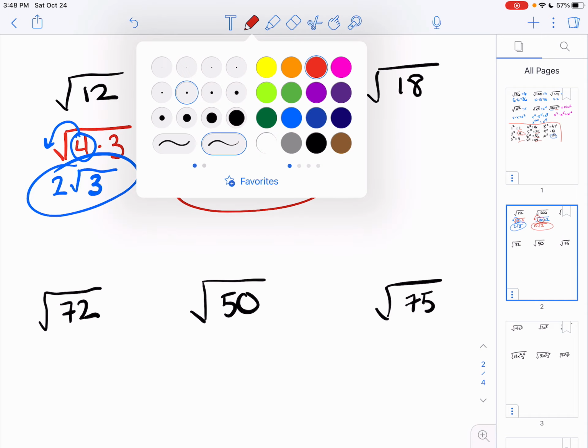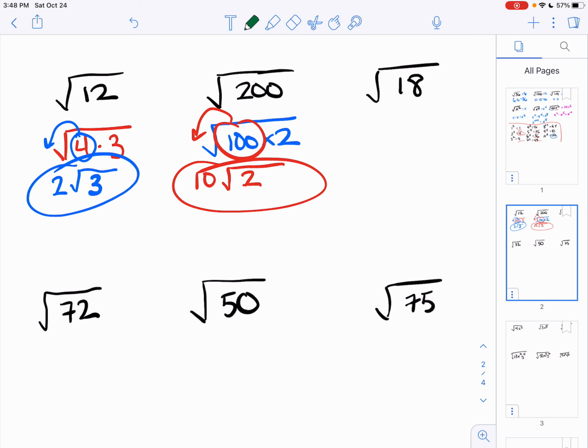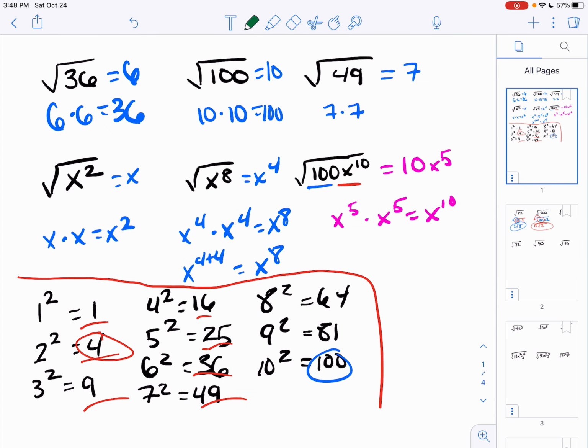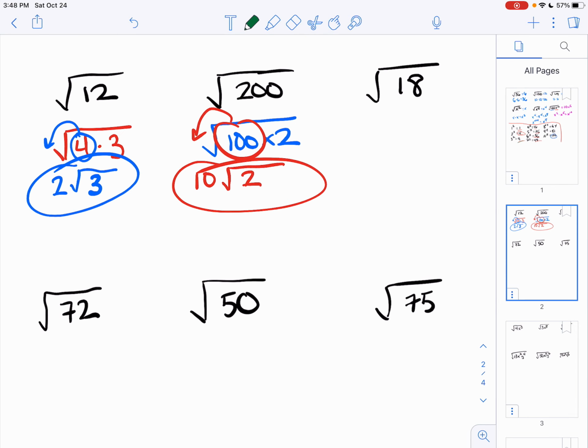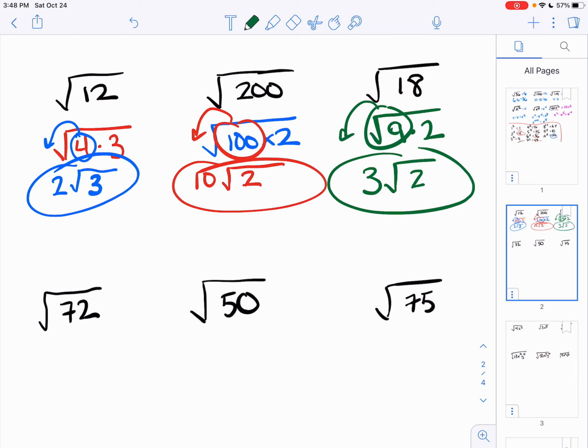All right. The next one, 18. What is the biggest perfect square that goes into 18? We look on our perfect square list, 9. So we can split up 18 into 9 times 2. Now we can take the square root of 9. So when I do that, it will come out as a 3. I can't do anything with 2, so I keep it as 3 radical 2.